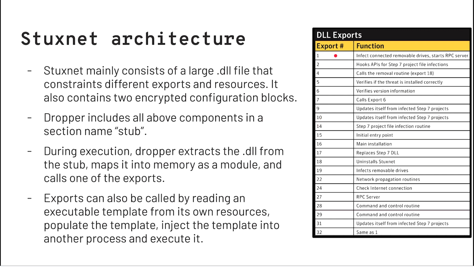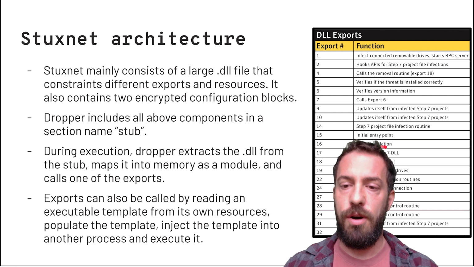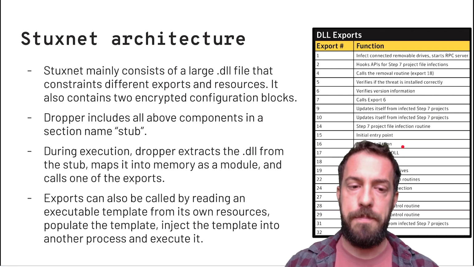So there are different ways Stuxnet could be loaded. On the right-hand side, you see the table with all the DLL exports. The ones that are of interest now will be export 15, the initial entry point, the first one to be called, and export 16, which would be the main installation of the Stuxnet malware.